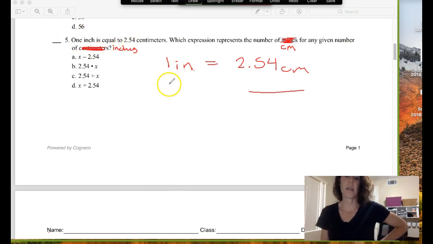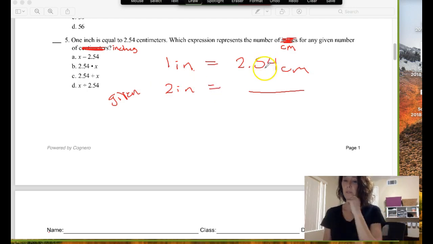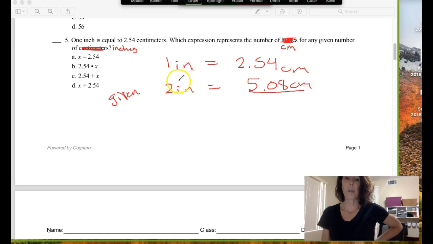So let's say my given number of inches is 2 inches. To figure out the number of centimeters, well, if 1 inch is 2.54 centimeters, 2 inches is going to be 2 times 2.54 or 5.08 centimeters. So for any given number of inches, I would multiply it by 2.54. And that would give me the number of centimeters. So that would be B.